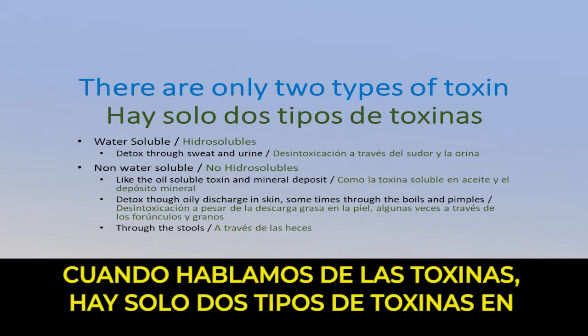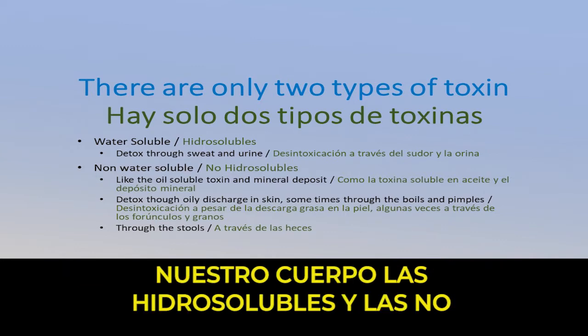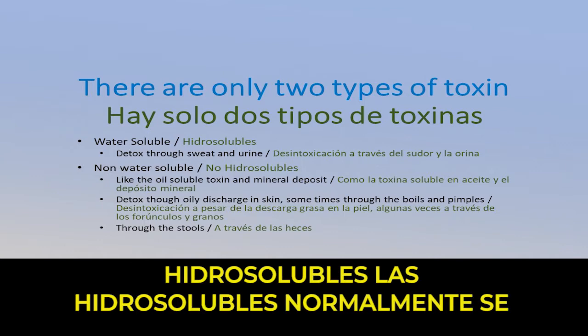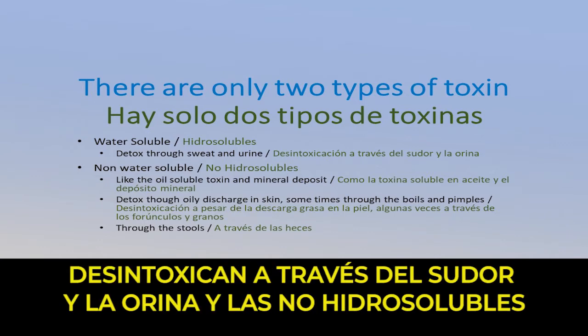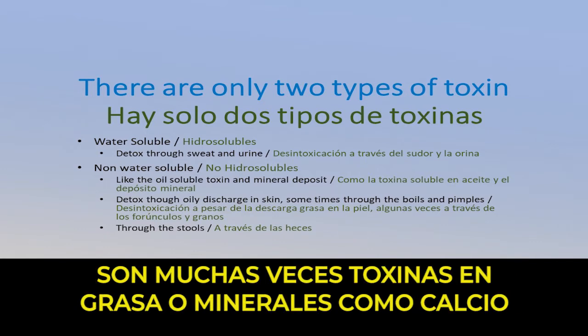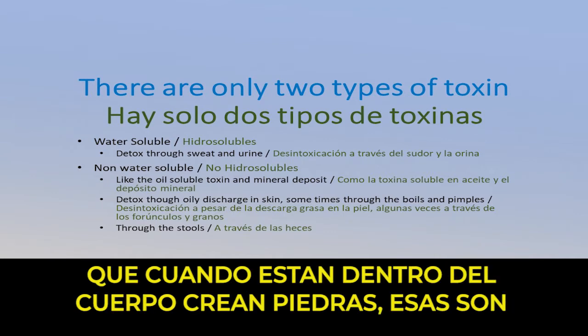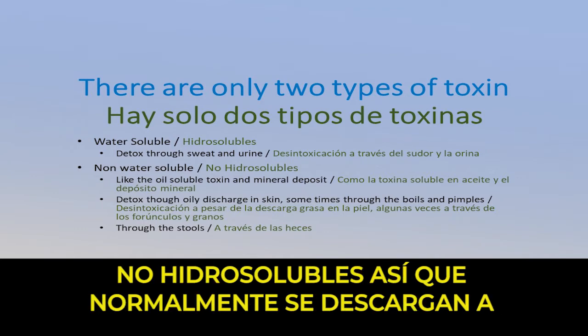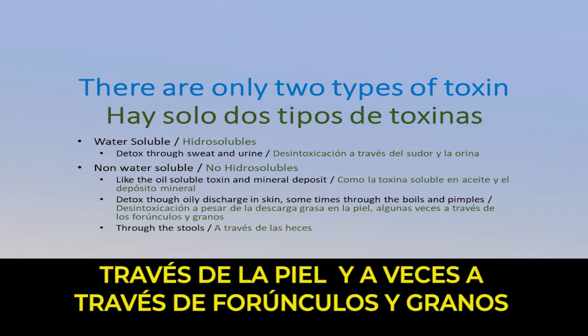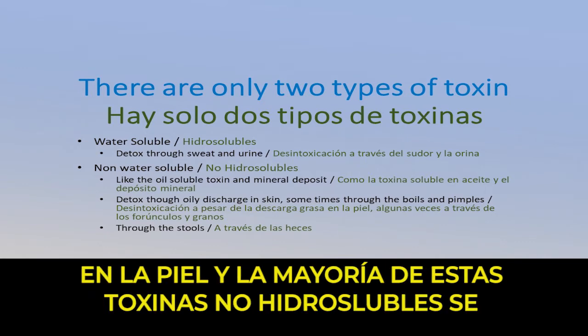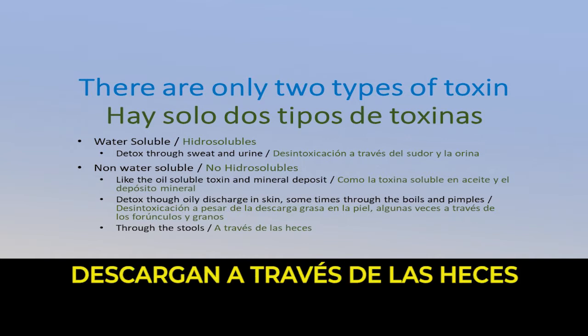When it comes to the toxin, there are only two types of toxin in the body. One is water soluble, one is non-water soluble. The water soluble normally detox through the sweat and urine. Then the non-water soluble, sometimes they are oil toxin, or the mineral like the calcium deposit inside the body, the calcium stone. They are non-water soluble. So normally they detox through discharge in the skin, and sometimes through boils and pimples at the skin. And most of these insoluble toxin also discharge through the stool.